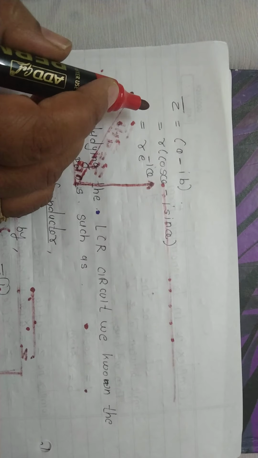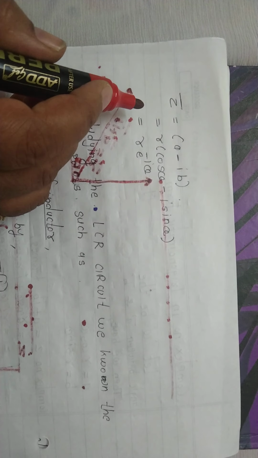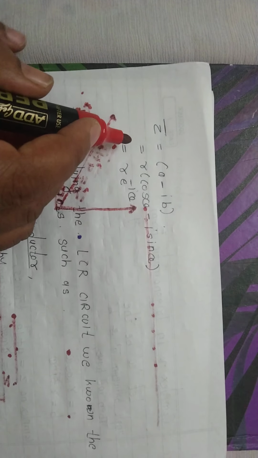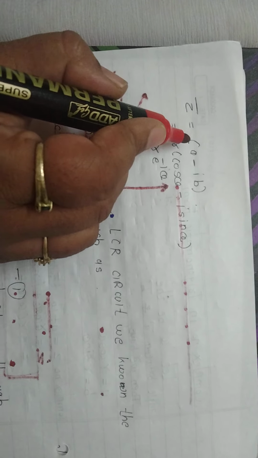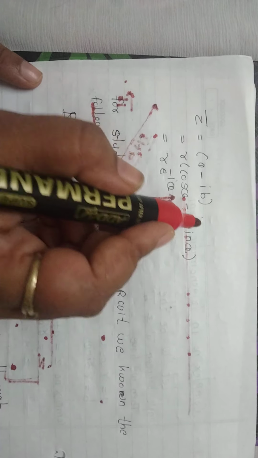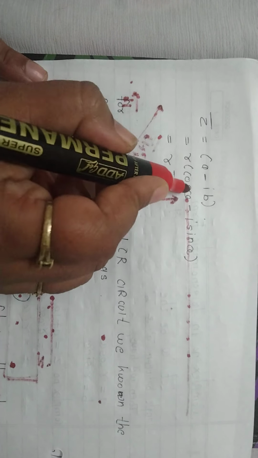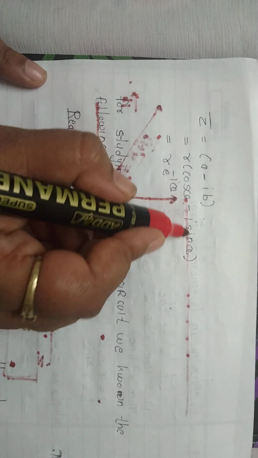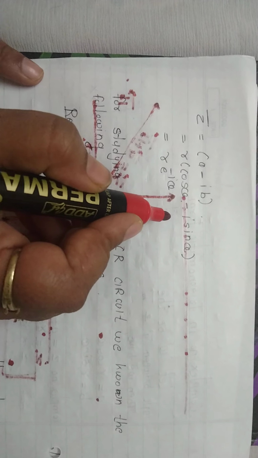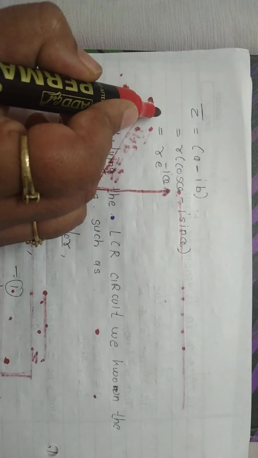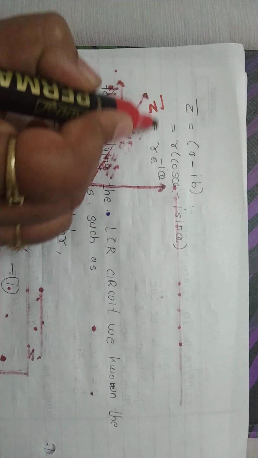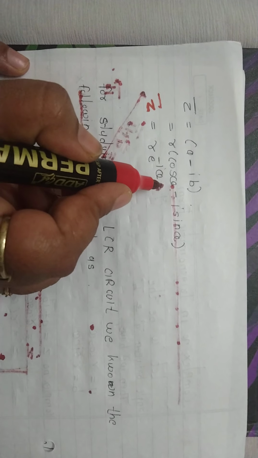z bar: we know z is equal to a plus ib. Then the complex conjugate of z is z bar. It can be written as a minus ib. So it can be written as r cos theta minus i sin theta. So the exponential form of the complex conjugate is r e raised to minus i theta. z bar is equal to r e raised to minus i theta.